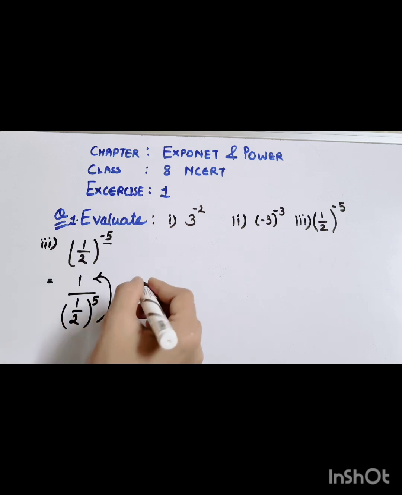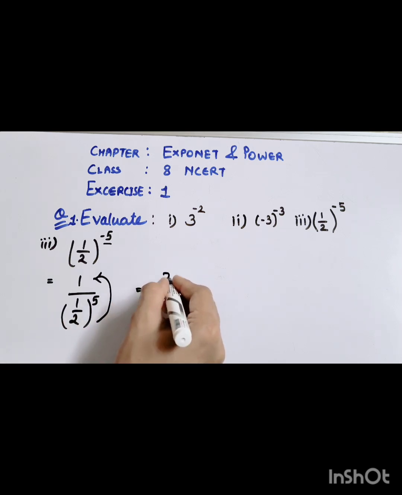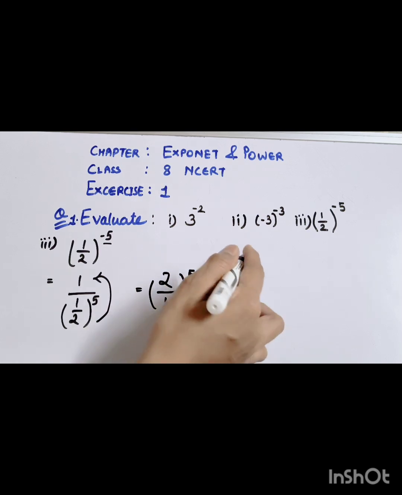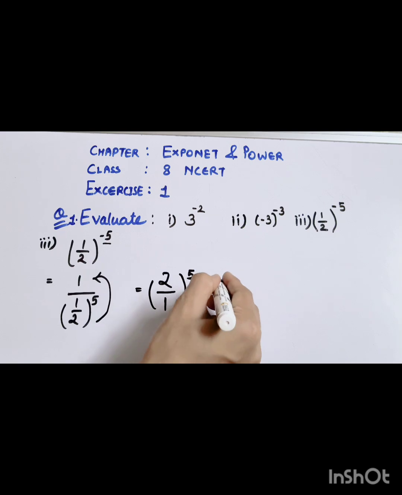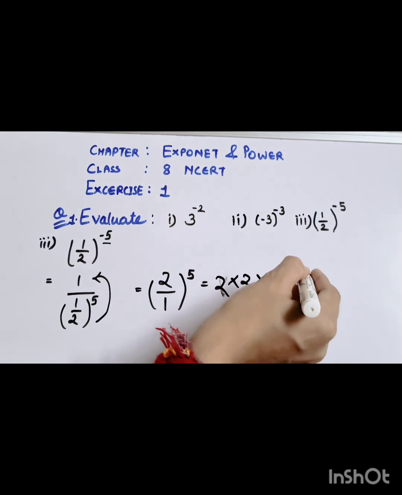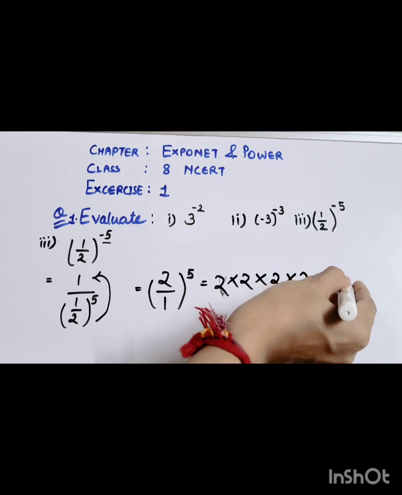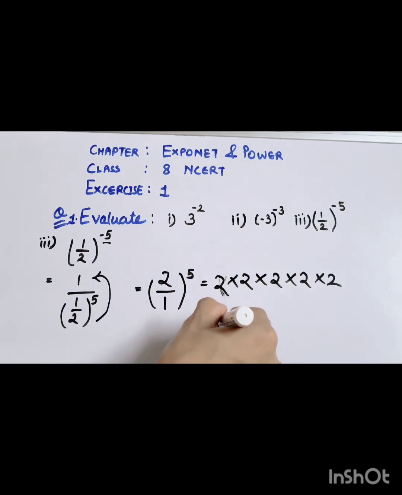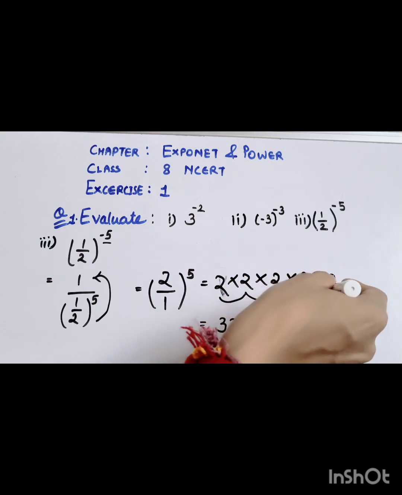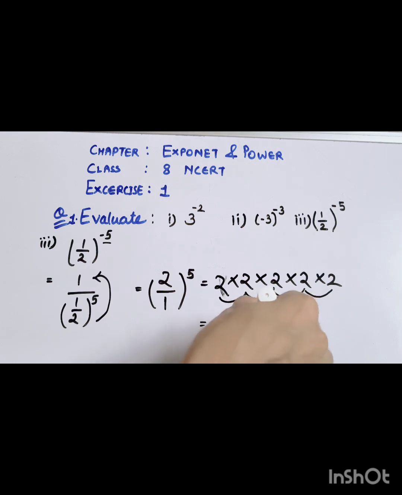So 2 by 1 raised to the power 5, that is 2 into 2 into 2 into 2 into 2, that is 32. Okay, 2 twos are 4, 4 twos are 8, 8 twos are 16, 16 twos are 32. Okay, this is our answer.